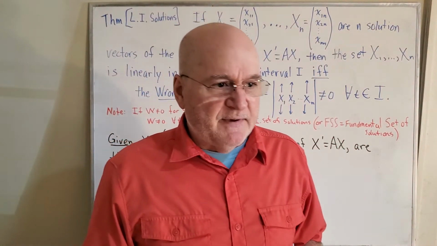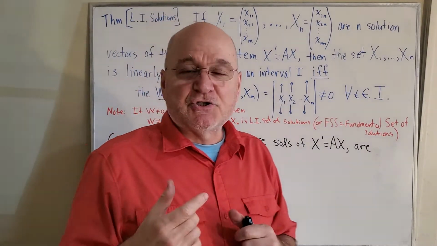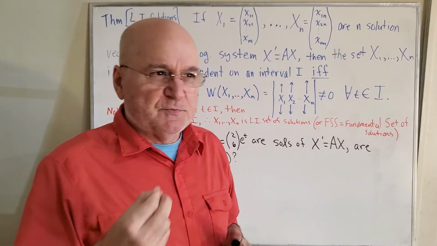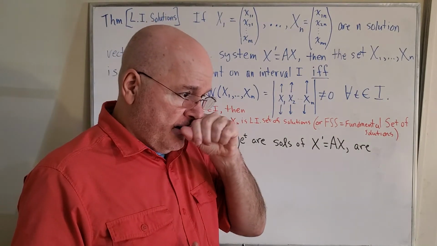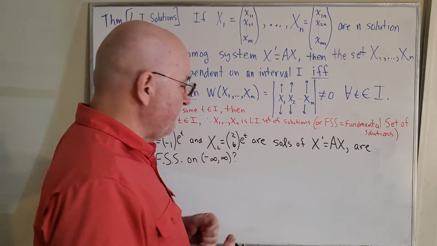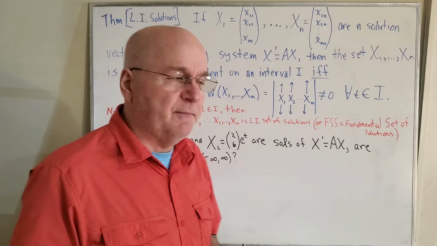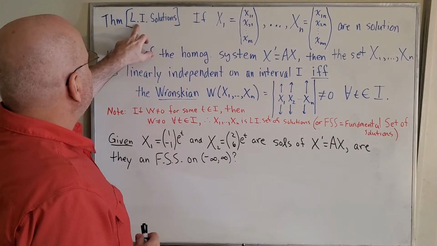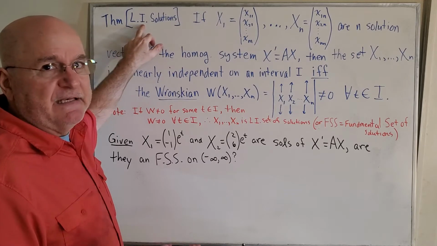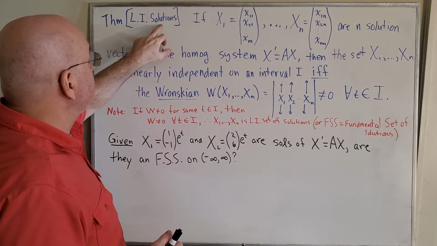Well, now we're going to bring back the term Wronskian, which means something slightly different than it did back in chapter 4, by stating a theorem, and then we'll do a real simple example applying it. Okay, theorem. This LI just stands for linearly independent solutions.